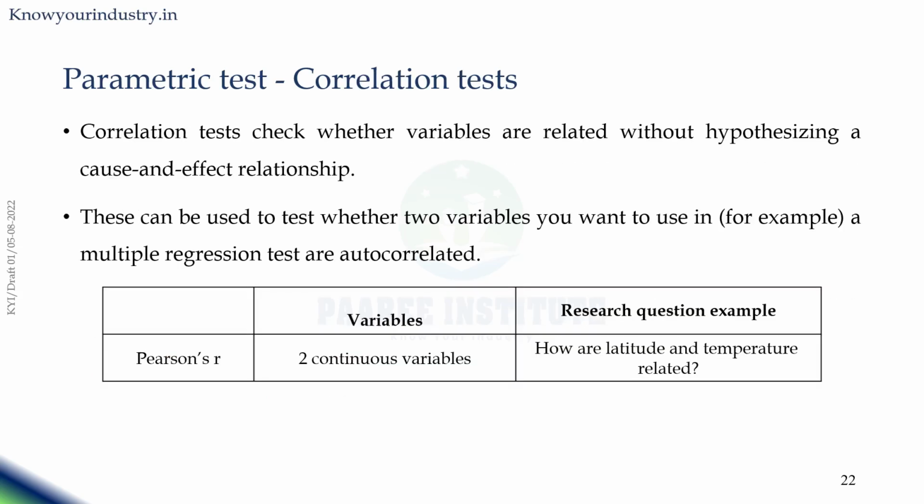Coming to another kind of parametric test, that is correlation test. Correlation tests check whether the variables are related without hypothesizing a cause and effect relation. These can be used to test whether two variables you want to use in a multiple regression test are autocorrelated. So here you are seeing the Pearson's R with the two continuous variables. The research question could be how are the latitude and temperature related. So this is a kind of correlation test where a Pearson's R will be evaluated.